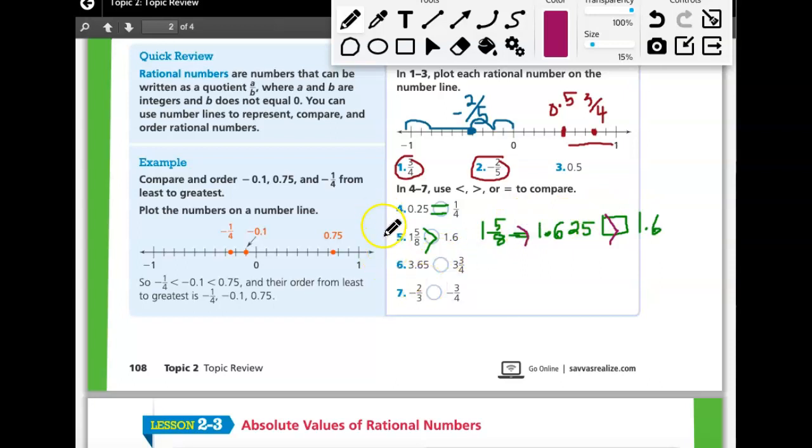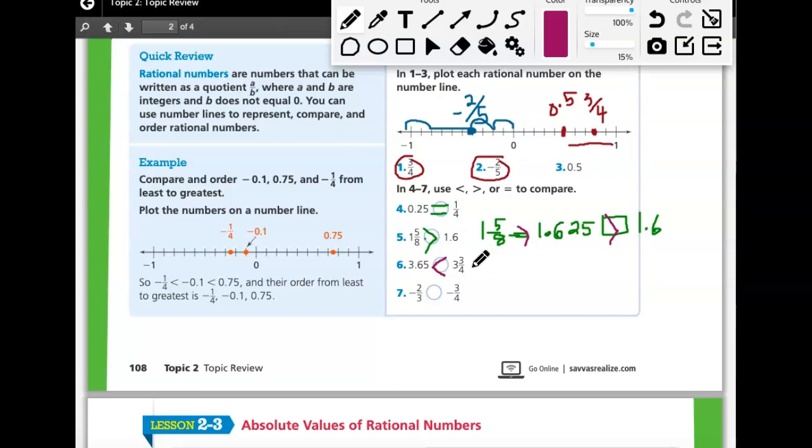How about number 6? This is so obvious because we know right away what 3/4 is. We use that number a lot of times, so it's easier. So is 3.65 greater or less than 3 and 3/4? Ada? 3.65 is less than 3 and 3/4. We know that, right? Because 3 and 3/4 is 3.75. Number 7, what will be your answer?